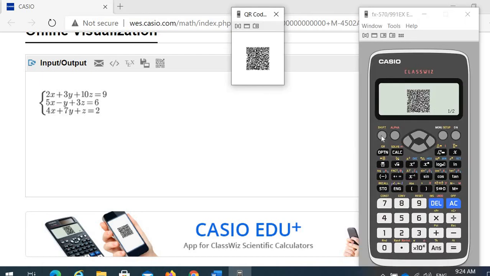To get the QR code, in yellow color, press the Shift Option button. Use your handphone to scan. Unfortunately, 3 simultaneous is a 3D graph. We cannot view it in this model calculator. If you have 2 simultaneous linear equations, you can view the 2D graph. The solution is actually the intersection of the 2 graphs. So with this, thank you for your attention.